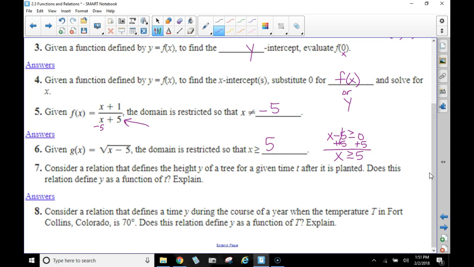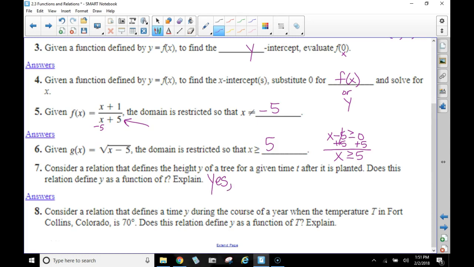All right, number 7. Consider a relation that defines the height y of a tree for a given time t after it is planted. Does this relation define y as a function of t? Basically, we want to see if for any given time t, any time, can there be 2 different heights of that tree? Well, no. So yes, it is a function.